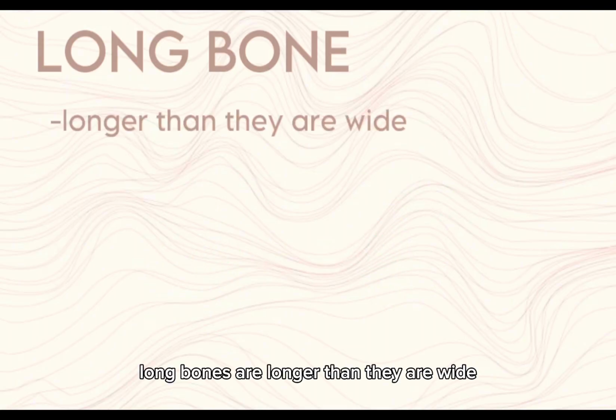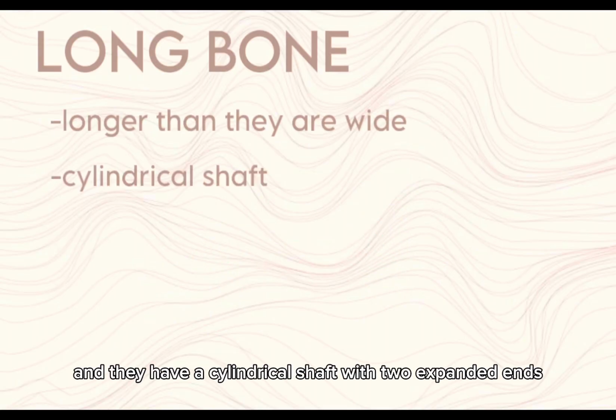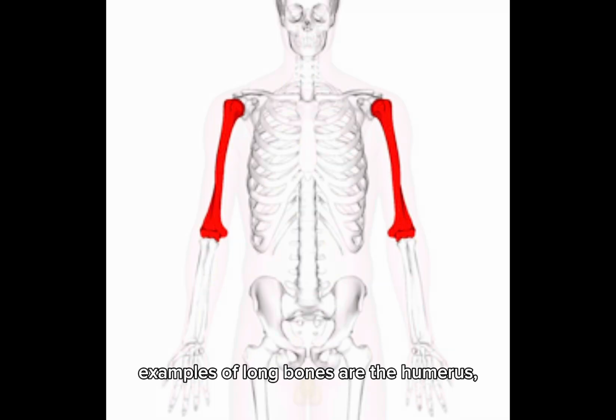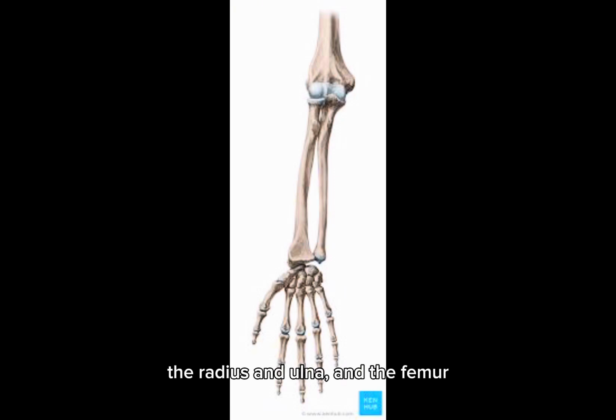Long bones are longer than they are wide, and they have a cylindrical shaft with 2 expanded ends. Examples of long bone are the humerus, the radius and ulna, and the femur.